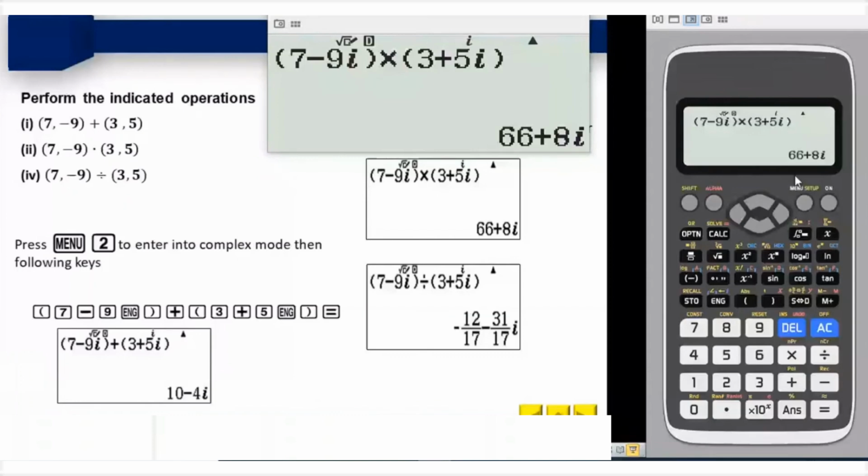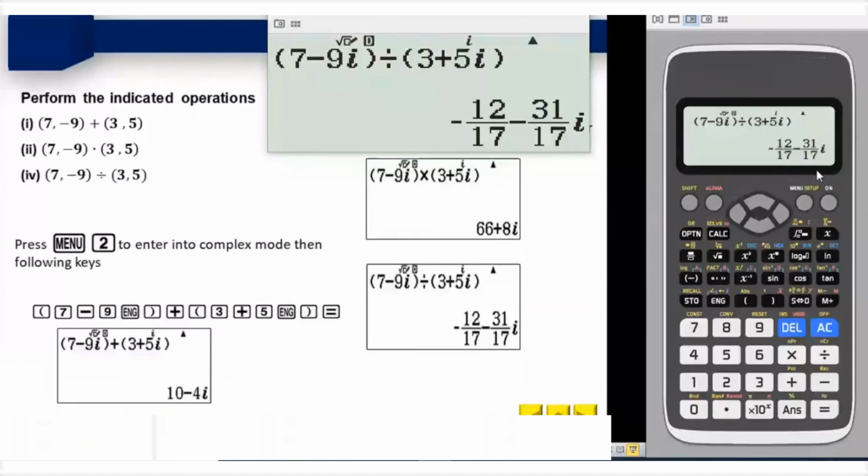Similarly, when there is divide, I will just change this to divide and I will get minus 12 upon 17 minus 31 upon 17 iota. Minus 12 upon 17 is the real part, minus 31 upon 17 is the imaginary part. The number along with iota, the coefficient of iota, is the imaginary part, and the number without coefficient is the real part. A complex number is a combination of a real and an imaginary part. I hope this is clear.